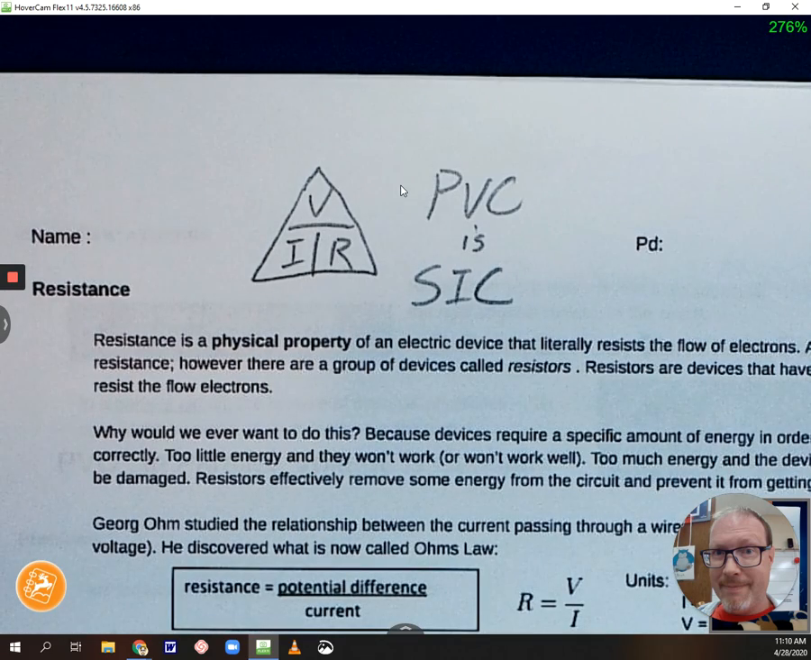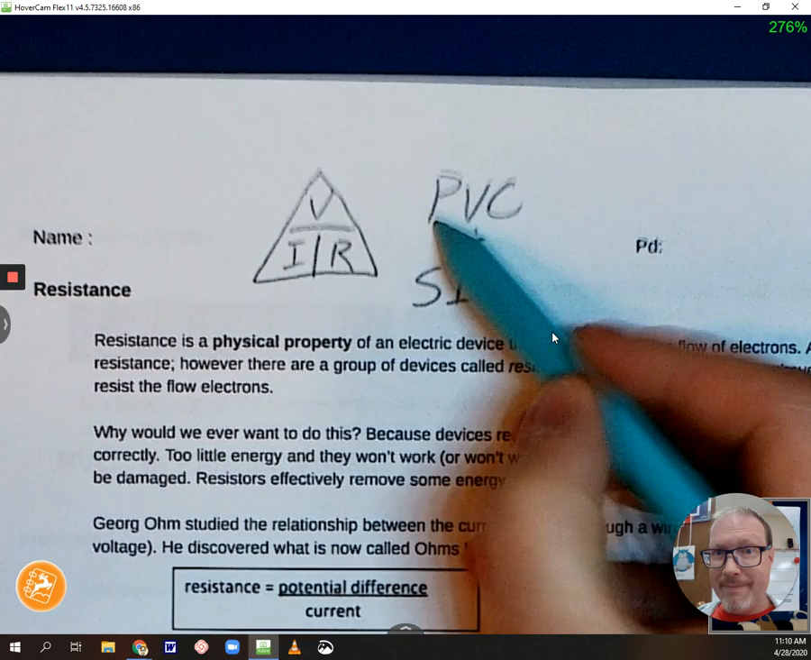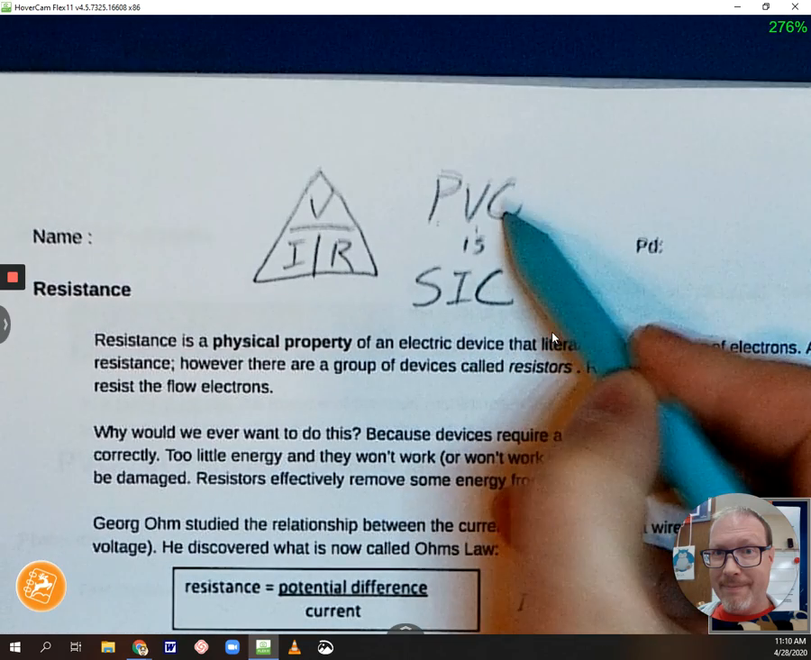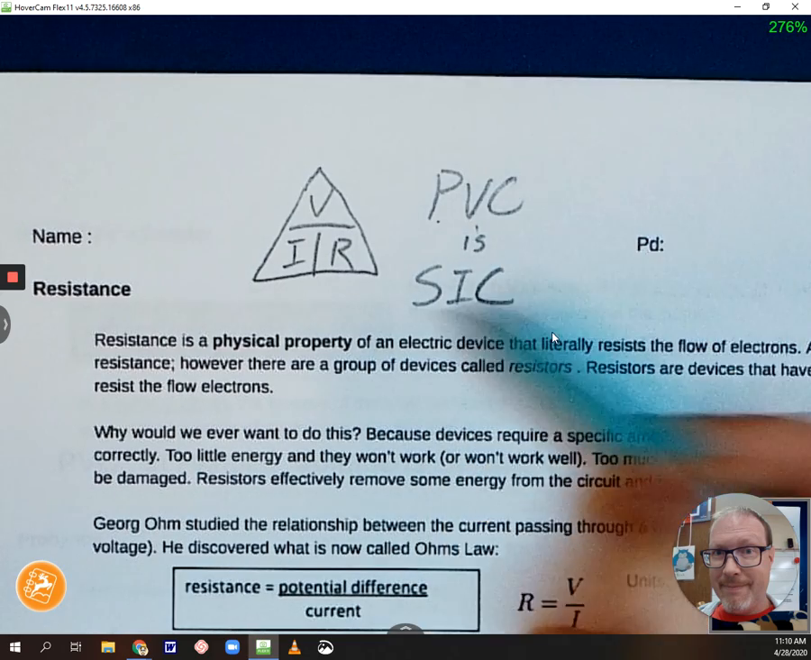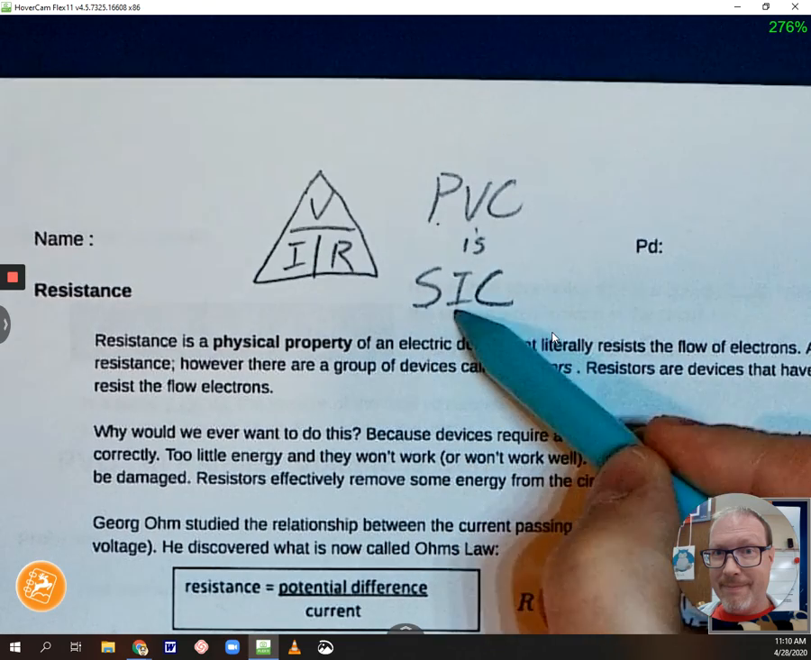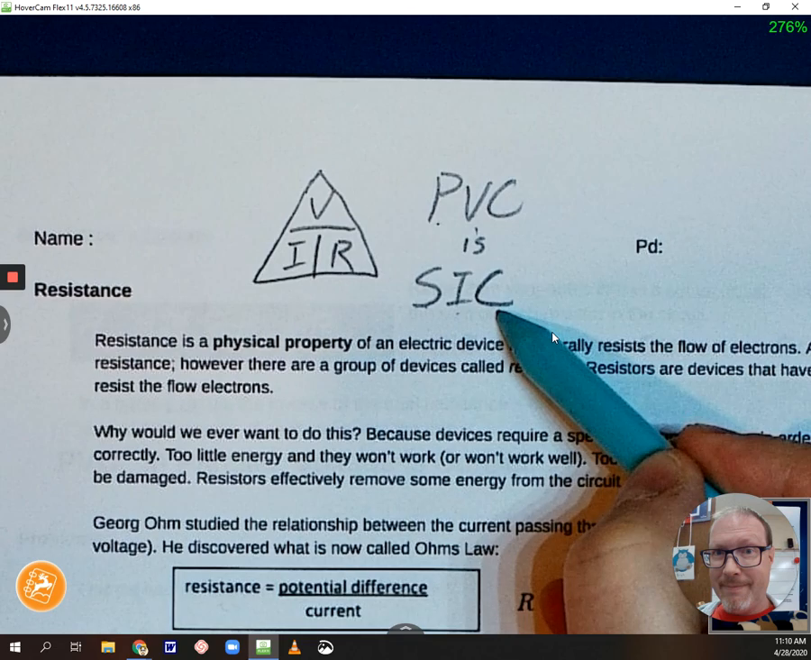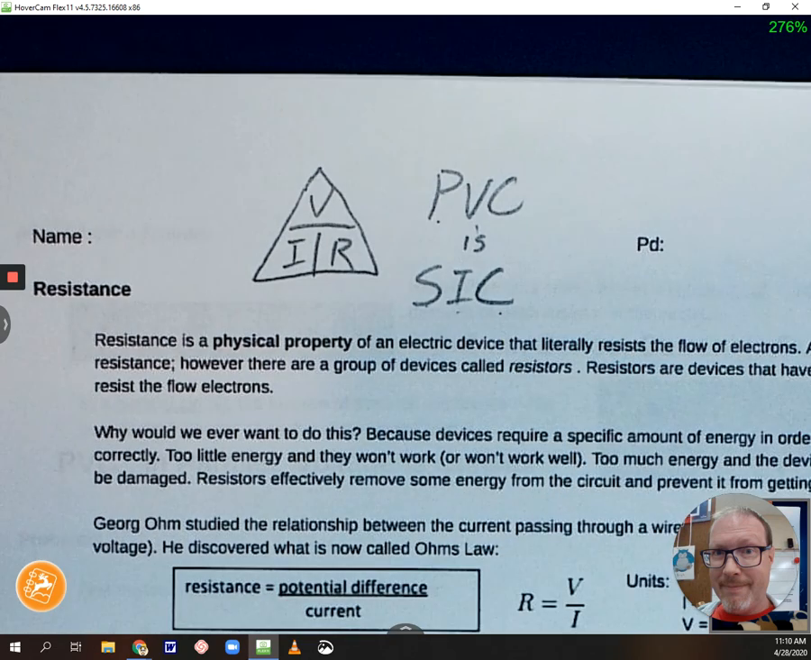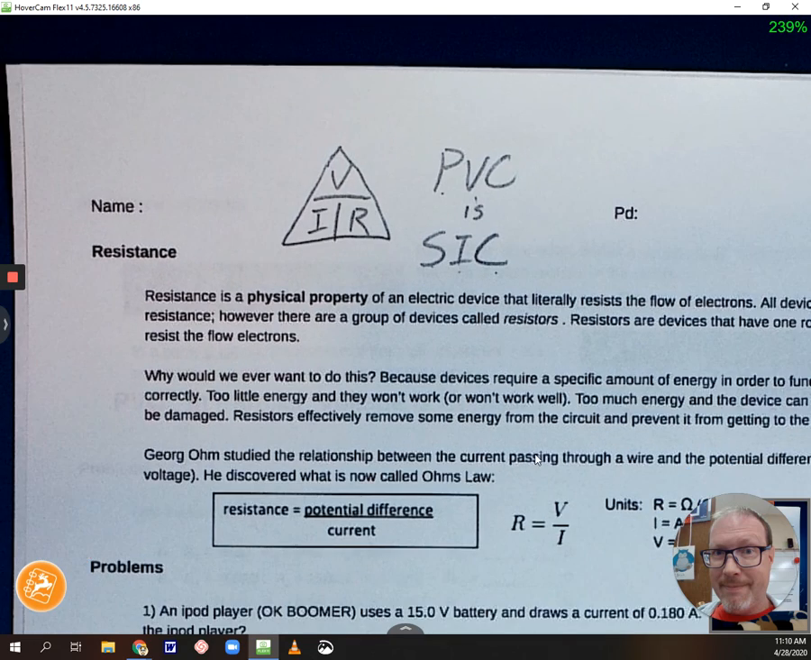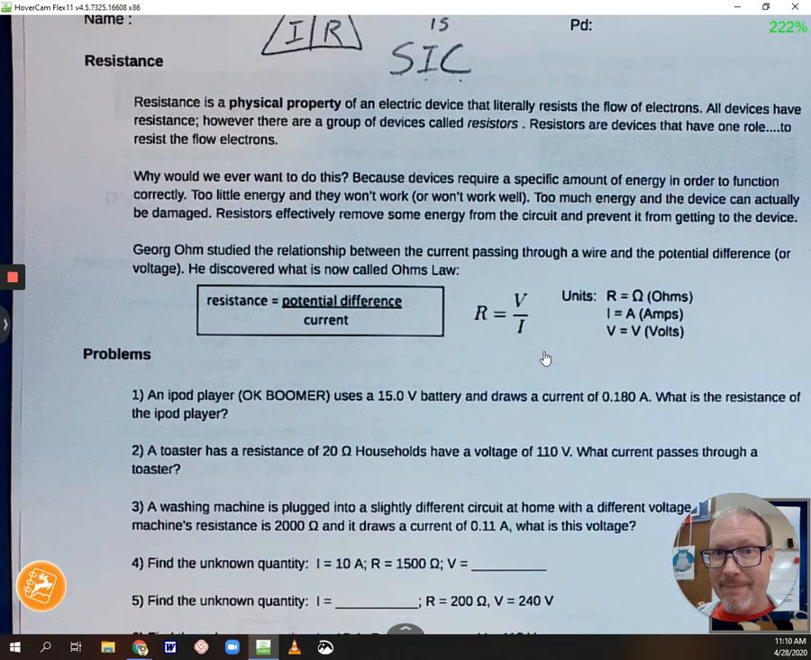We also want to keep in mind the goofy thing that I mentioned in yesterday's video. PVC is sick. This is a way for us to remember that in a parallel circuit, voltage is constant at all points through that circuit, and in a series circuit, current is constant at all points in that circuit. So if you haven't watched yesterday's video, you might want to pause this and go watch that one first, because it will help a lot of this to make a little more sense than what you're seeing right here. But we're going to take a look at a few practice problems.